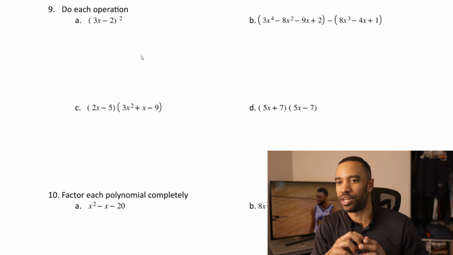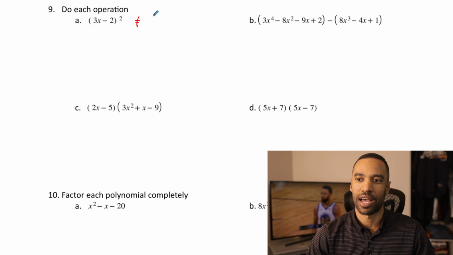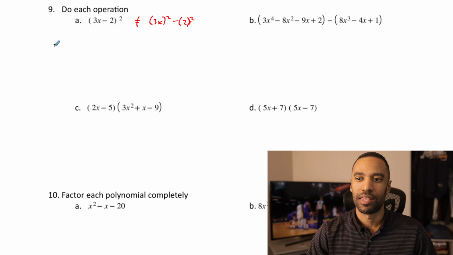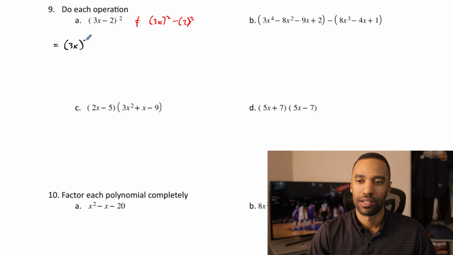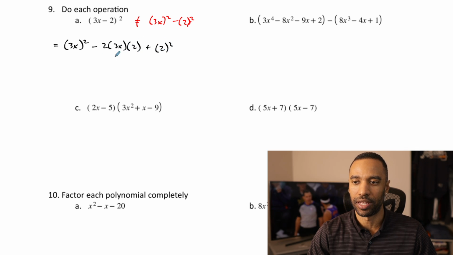Okay, do each operation. Number 9, letter A, 3x minus 2 quantity squared. It's not 3x squared minus 2 squared or 3x squared plus 2 squared. None of that. Leave that out. This is a squared minus 2ab plus b squared. Yes, you could also FOIL it.